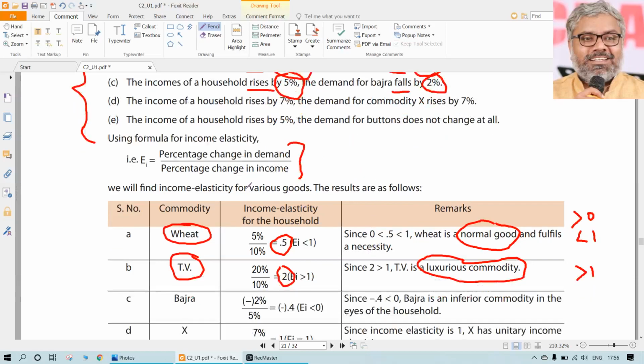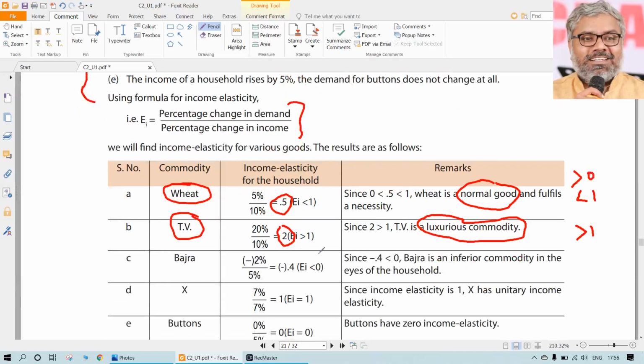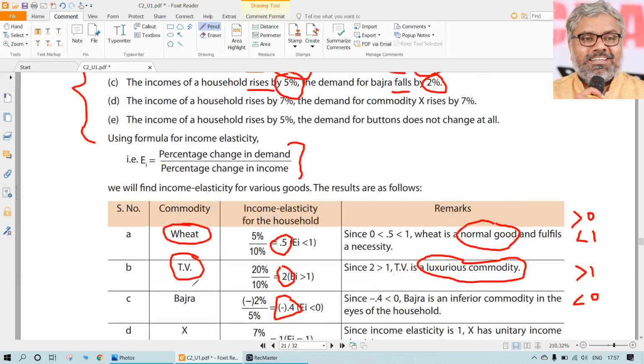So what is the change in demand here? Minus 2% divided by 5%. So it is minus 0.4. The answer is minus 0.4. That is the income elasticity of demand. So for inferior goods, what is going to be the feature here? Income elasticity is going to be less than 0. That's what is negative, right? When you say negative, that means it is less than 0. That means it is an inferior commodity. Bajra is an inferior commodity here.